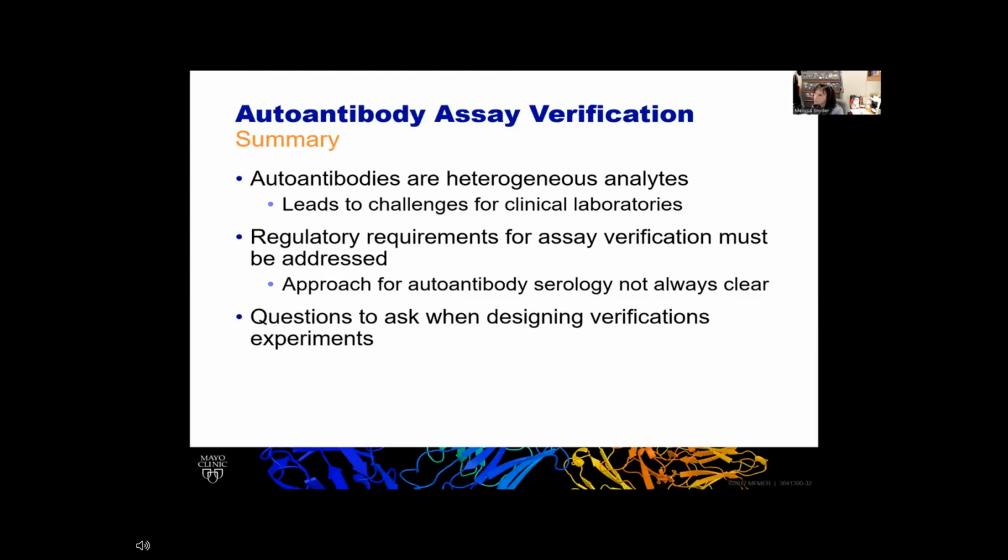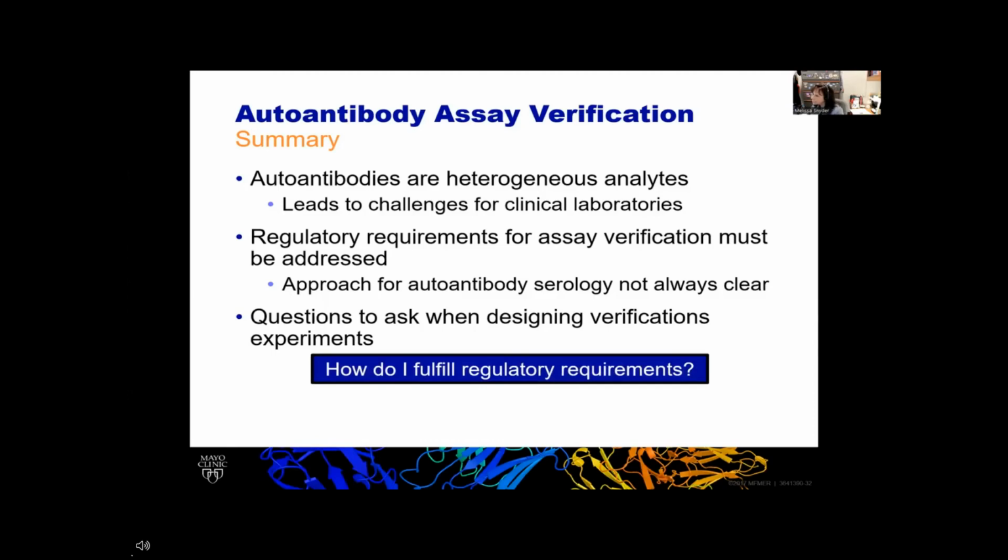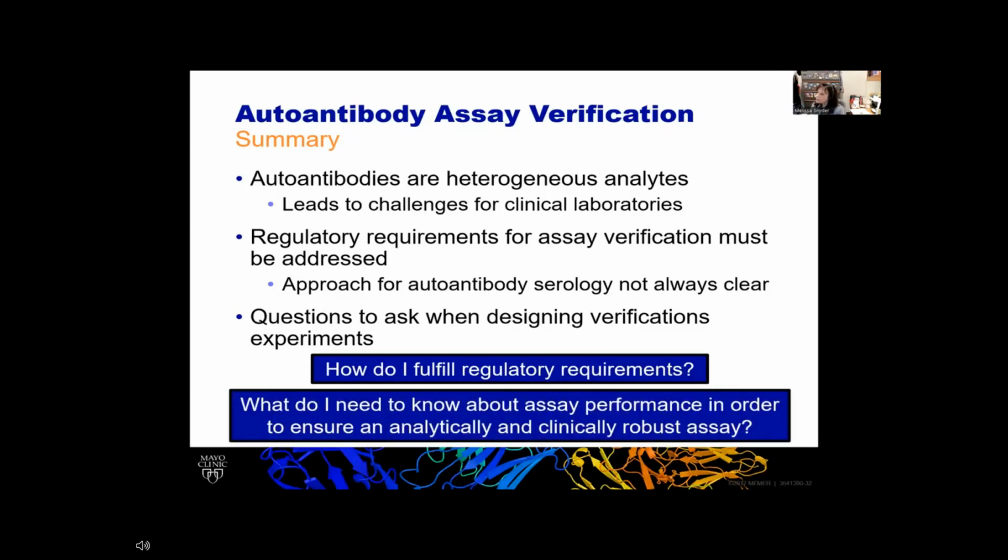I ask myself two questions. First, how do I fulfill the regulatory requirements? This is something that we need to be able to do. But beyond that, I want to ask the question, really, what do I need to know about this assay performance in order to make sure that I have both an analytically and clinically robust assay? And oftentimes we need to go beyond those regulatory requirements in order to satisfy ourselves about assay performance. But if you ask yourself that question, I think it will help you design really solid verification experiments that will give you confidence in your autoantibody serology testing.